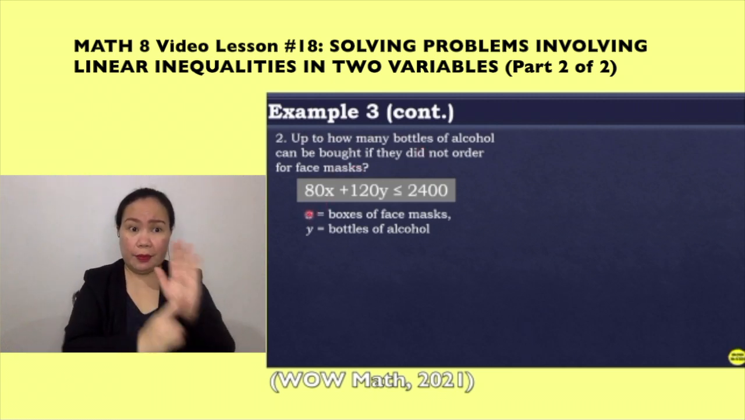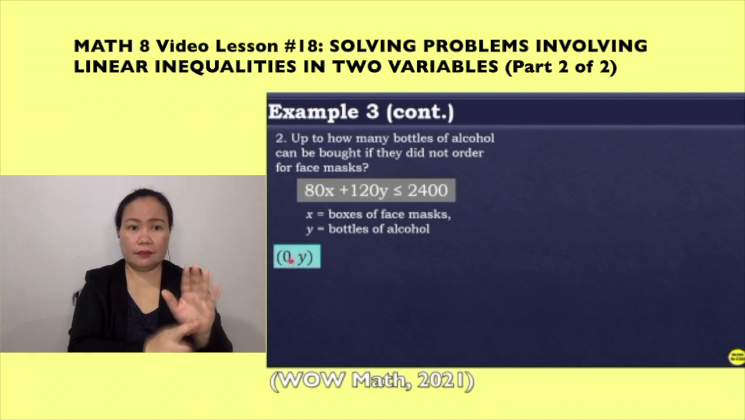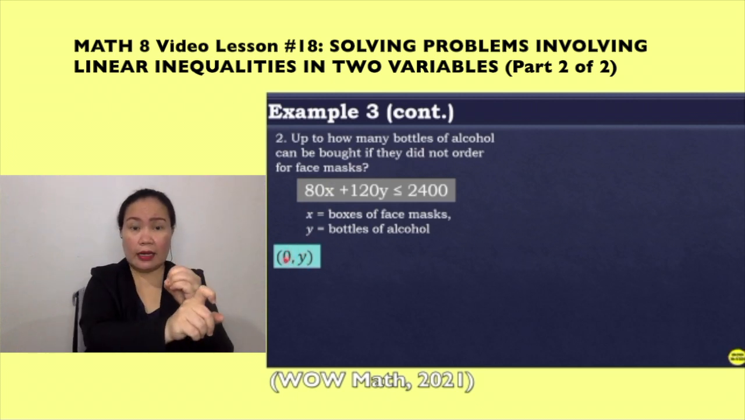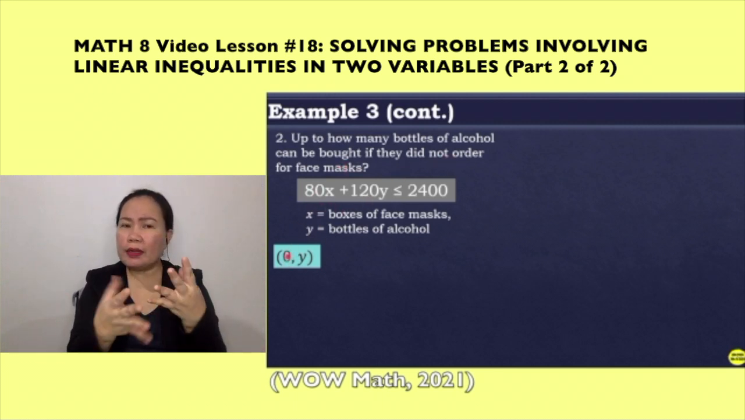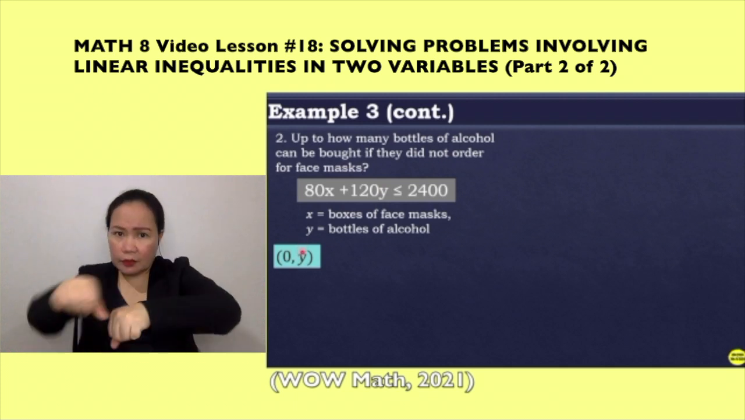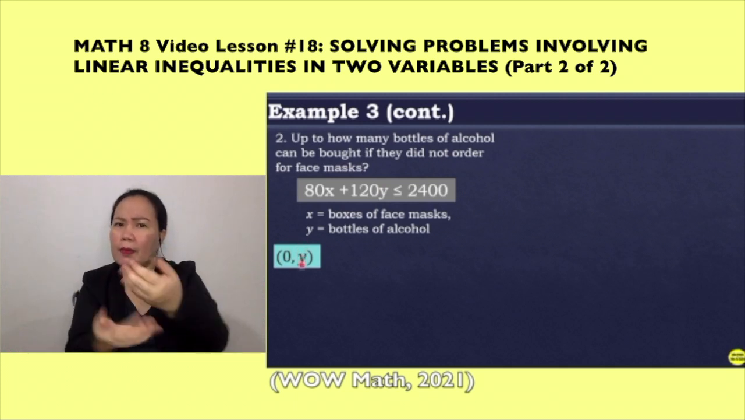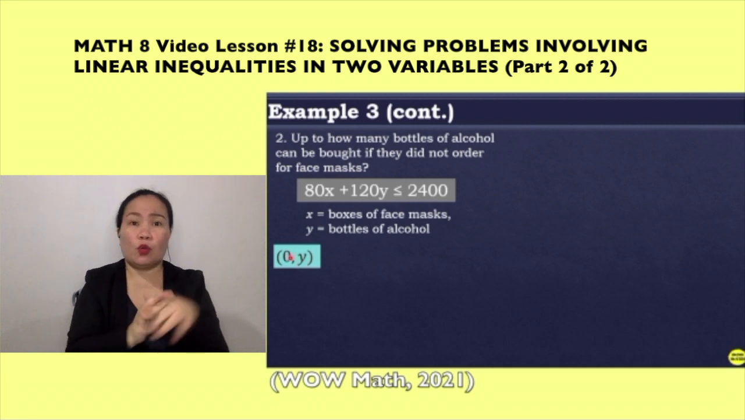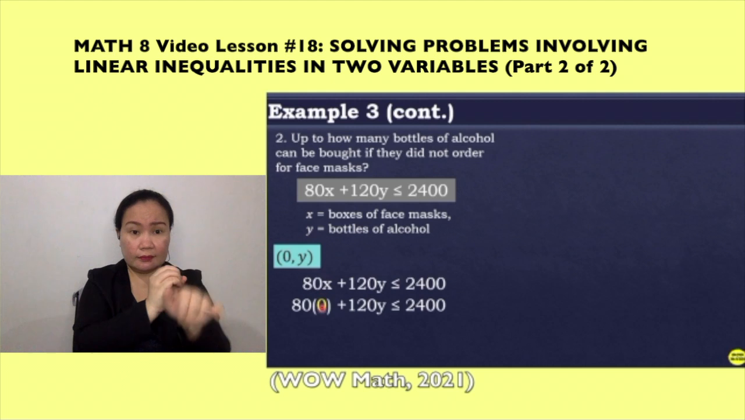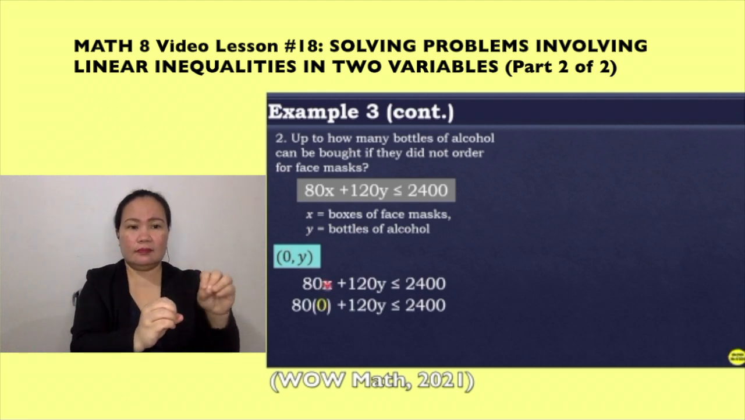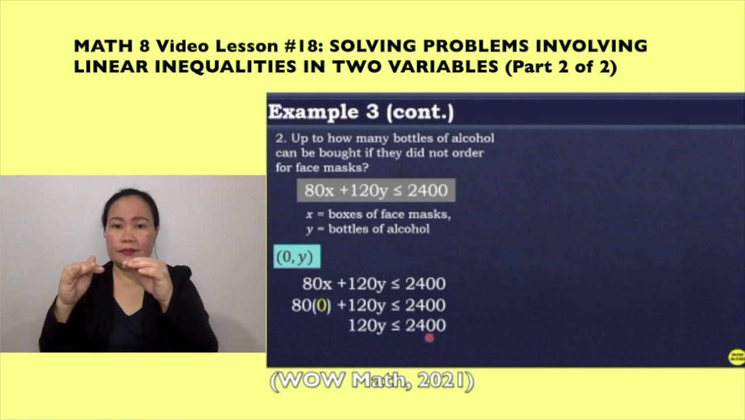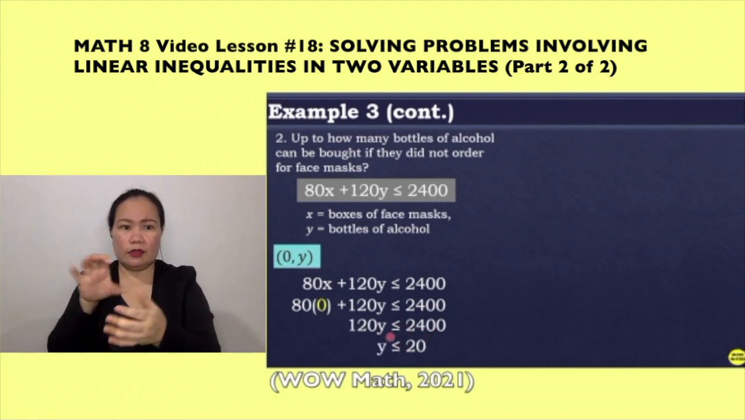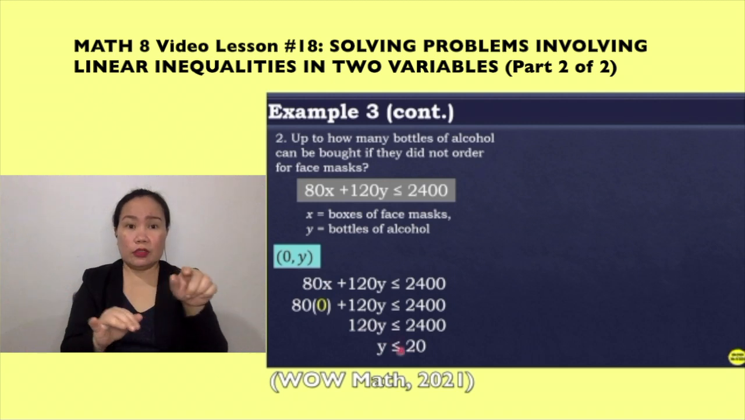So, ibig sabihin, i-represent natin ang ordered pair natin as 0 yung X, kasi wala daw biniling face mask. So, paano daw kung wala? Ilan daw ang mabibili na bottles of alcohol? So, ito ang hahanapin natin. So, isa-substitute natin yung 0 doon sa ating X. Okay, substitute natin yung 0 doon sa X. So, therefore, you will have 120y is less than or equal to 2,400. So, you will have y is less than or equal to 20.